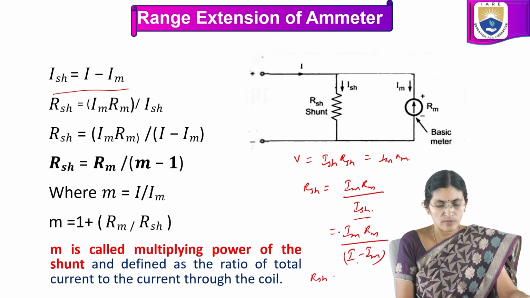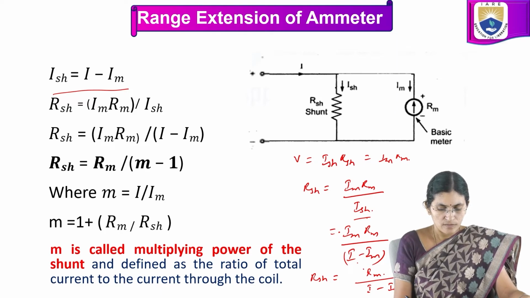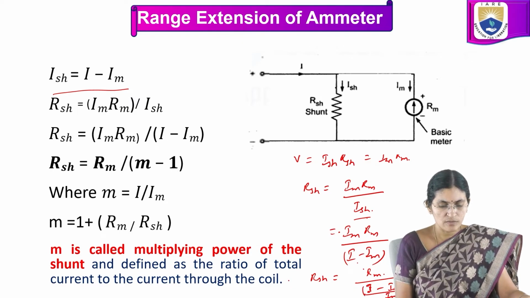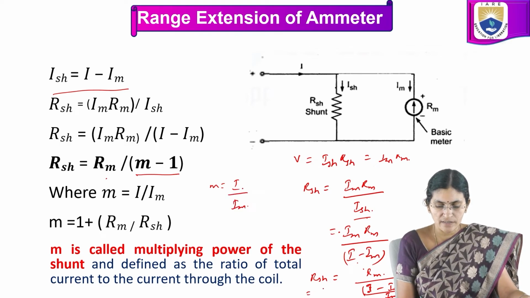So RSH is equal to RM divided by I minus IM, divided by IM. From this expression we can write RSH is equal to RM by M minus 1, where M is equal to I by IM. So here we can write it as RM by M minus 1.